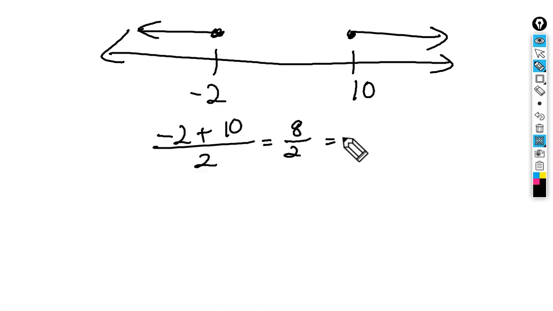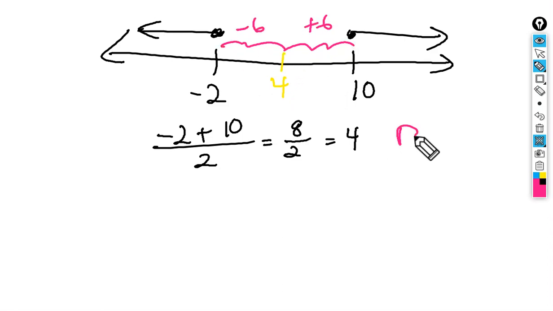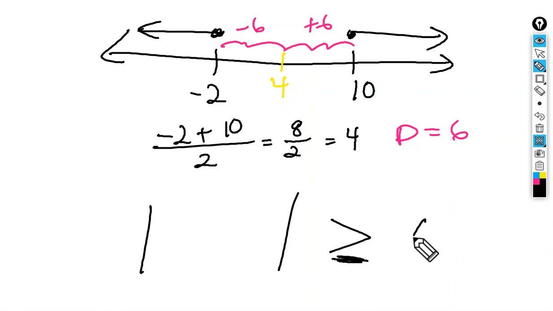8 over 2 is 4. So the center is 4, and the distance is 6. Okay. The distance is more than or equal to 6. The distance from the center is more than or equal to 6.